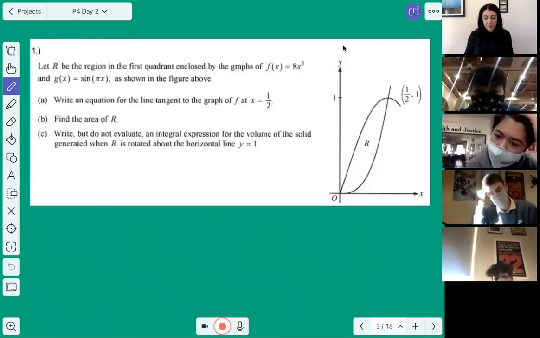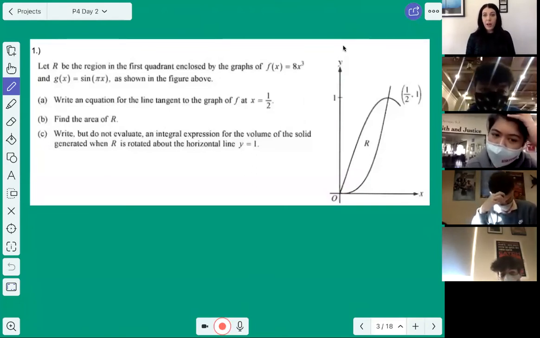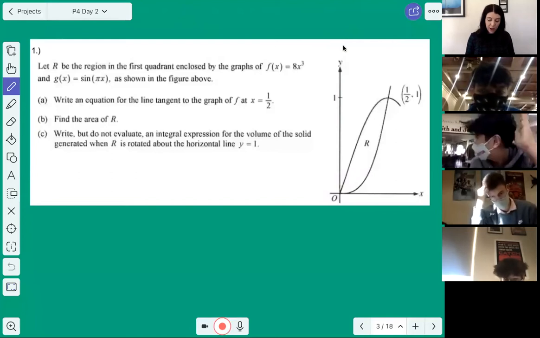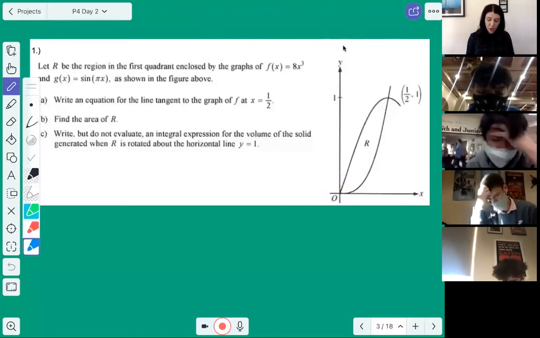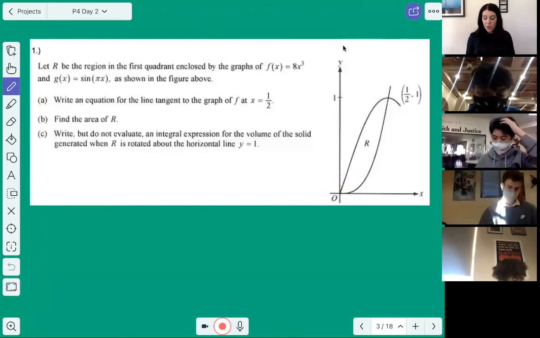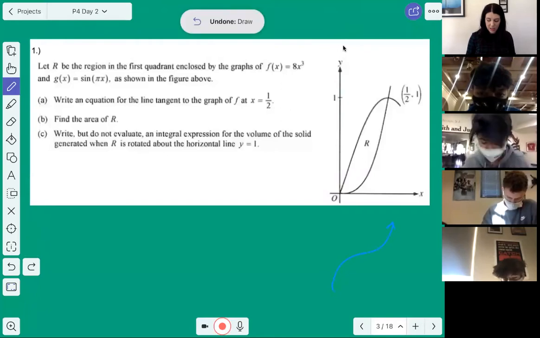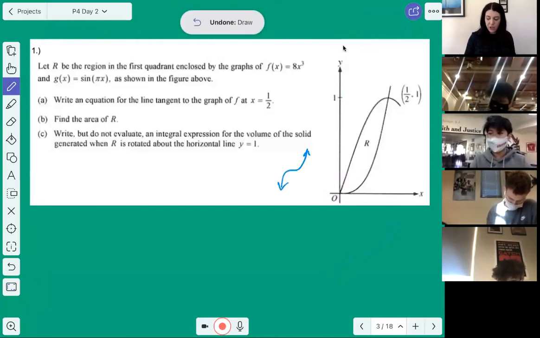Okay, let's move on. Part B says find the area of R. So find the area of R. Well, area is top minus bottom, right? That's how we find area. So we need to know which graph is which. We're given two functions. One is 8x cubed, so that's a positive cubic. So a positive cubic in general looks like this. Sorry, that's kind of hard to see on there. A positive cubic looks like this kind of a shape.